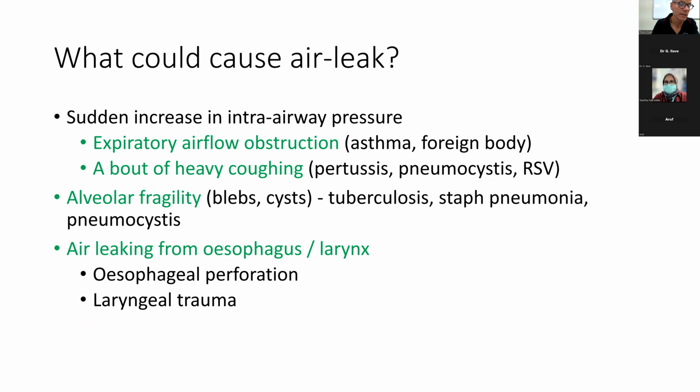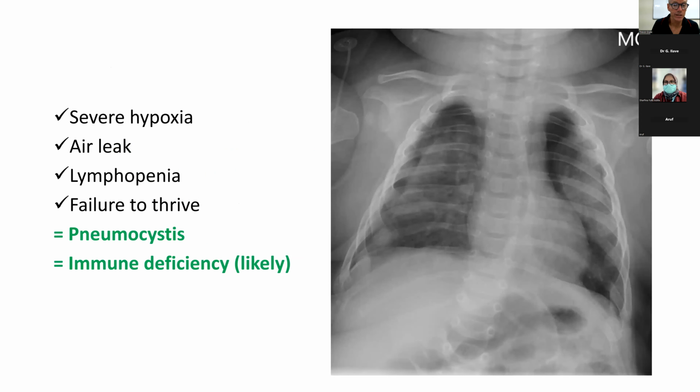And sometimes you'll see it because the air is not leaking from the lungs. The air is leaking from the esophagus or the larynx. So you can see it in esophageal perforation, or in laryngeal trauma. So when you see air leak, you've got to think, where is the air leaking from?